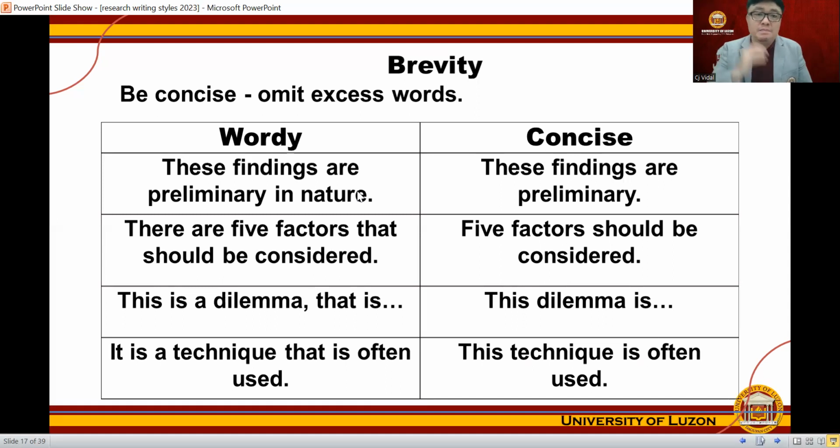In the same way, in this rather long statement, "there are 5 factors that should be considered," we can have it in a more concise way: "5 factors should be considered." And so on and so forth. We have "this is a dilemma that is," so then we say "this dilemma is." Another one, "it is a technique that is often used." Instead, we have it in a brief manner: "this technique is often used."